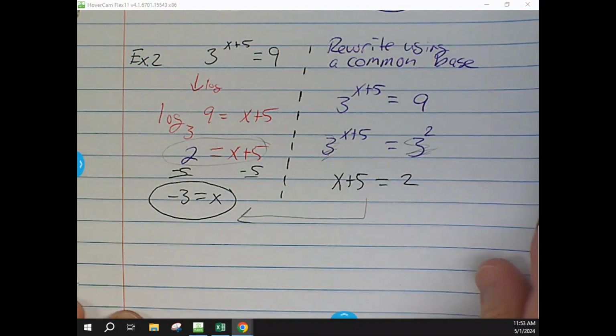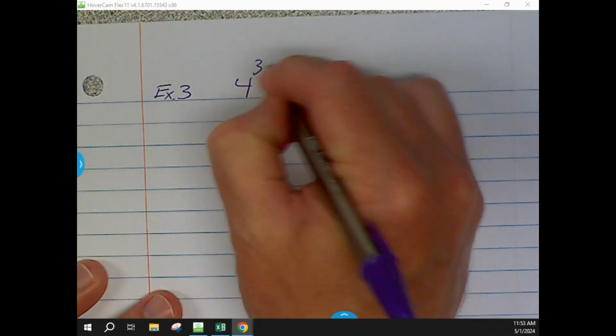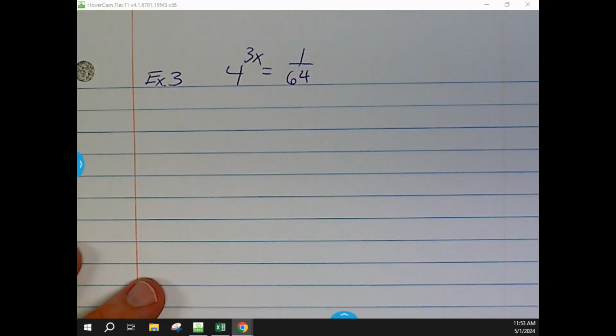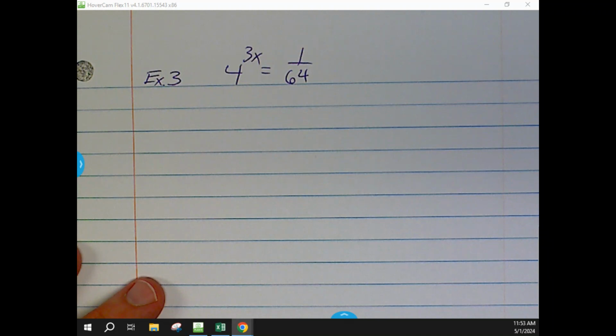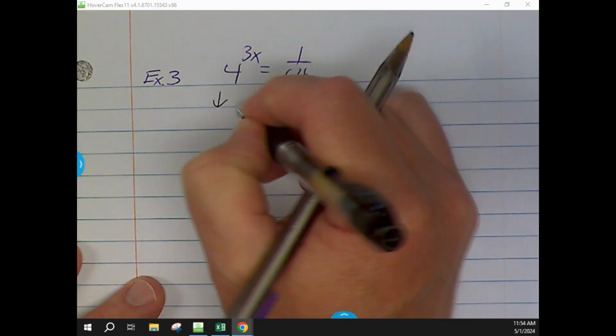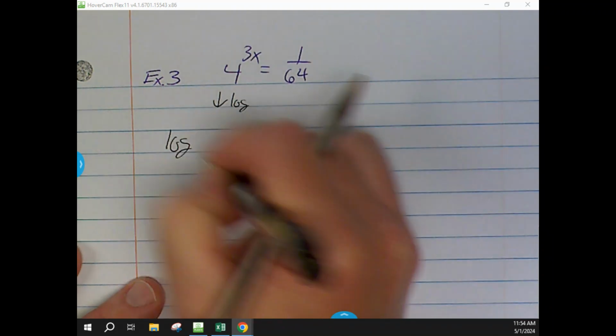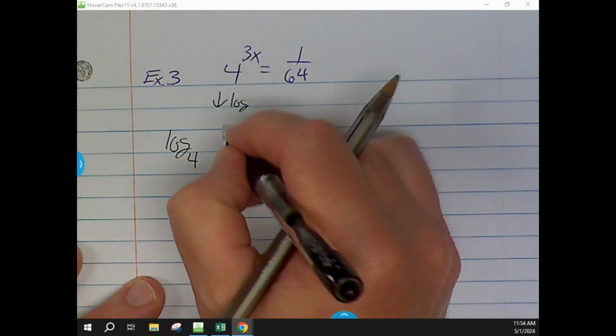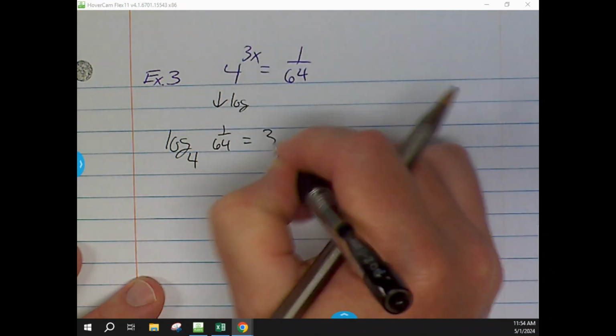All right, let's show you a couple more of those and then we'll change up how the questions look. Let's go 4 to the 3x equals 1 over 64. Okay, again, we're going to rewrite it. Put it in log form, so we're going to have log. Again, we got 4 to a power, so 4 is your base. Again, switch these two numbers. The 1 over 64 will go there, and the 3x will go there.